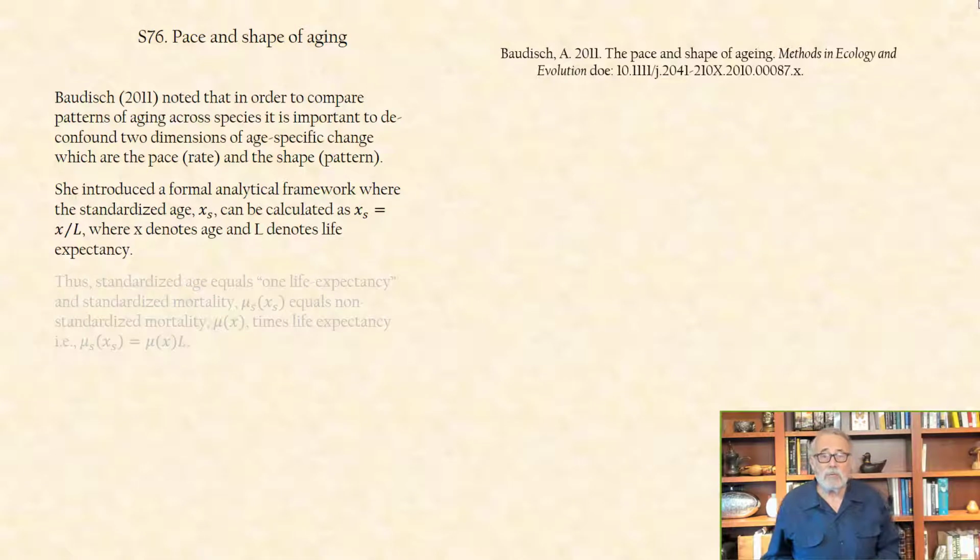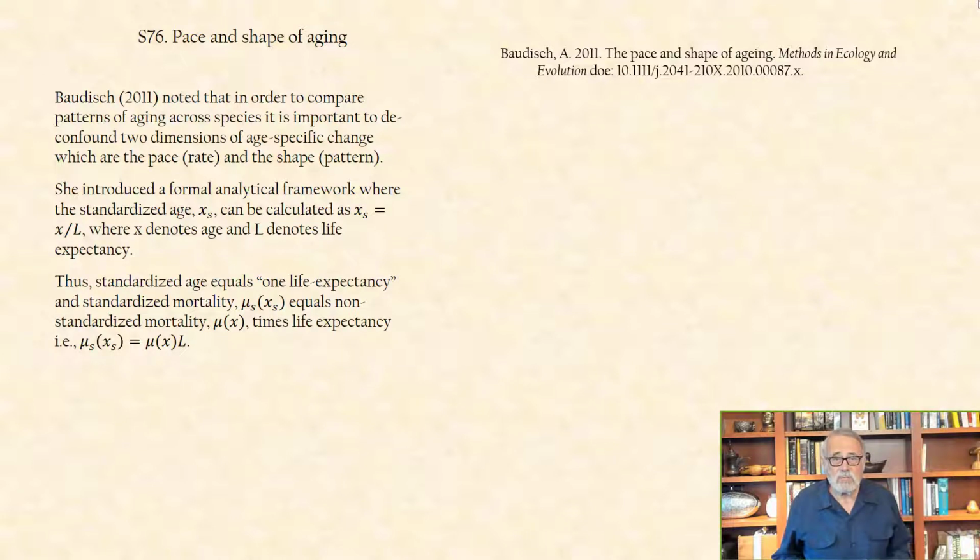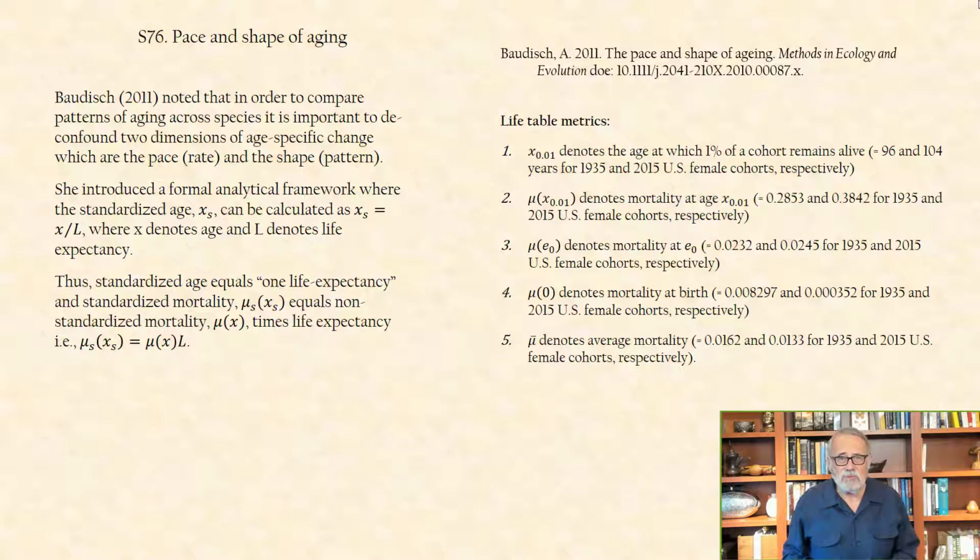She introduced a formal analytical framework where the standardized age can be calculated as the ratio of age and life expectancy. Thus, standardized age equals age divided by life expectancy, and standardized mortality equals non-standardized mortality times life expectancy. The life table metrics she used include the age at which 1% of a cohort remains alive, mortality at the age when 1% are alive, mortality at expectation of life at birth, mortality at birth, and average mortality.